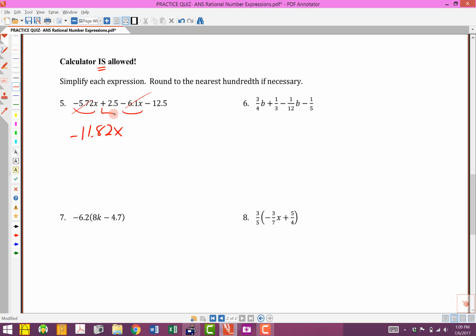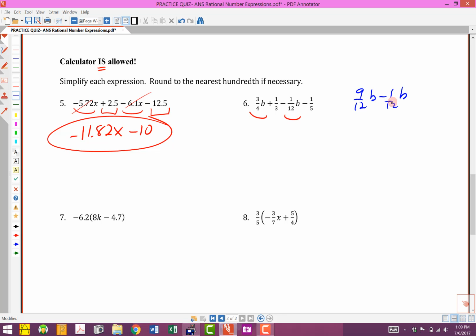And then I'm not even going to bother with a calculator on this one because we've got 2.5 minus 12.5. That's going to be negative 10. Feel free to check that on your calculator. And then with the fractions, I'm going to do them on the calculator, but I'm also going to figure these out by hand. So we've got 3/4 b and then minus 1/12 b. So I'm going to write off to the side. I'm going to write that that would be 9/12 b minus 1/12 b.